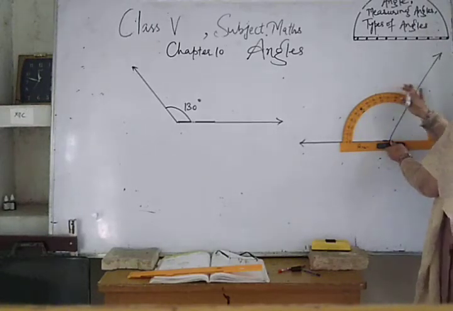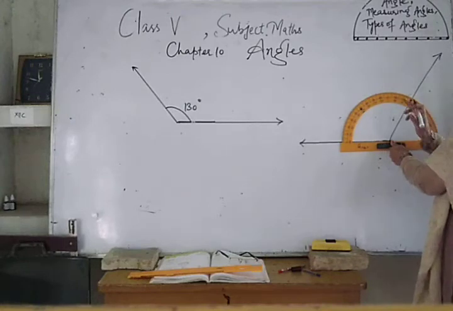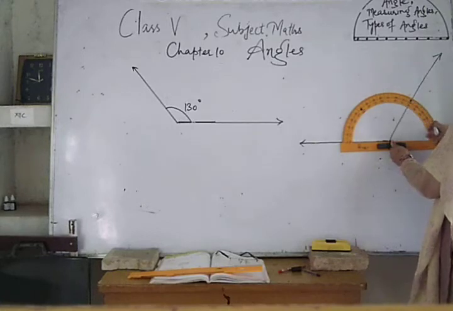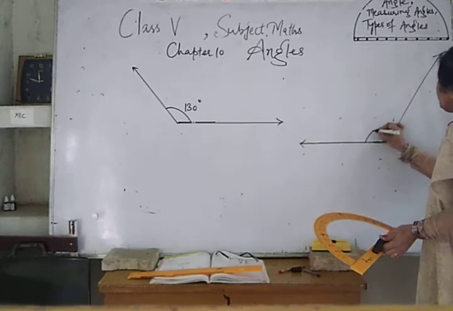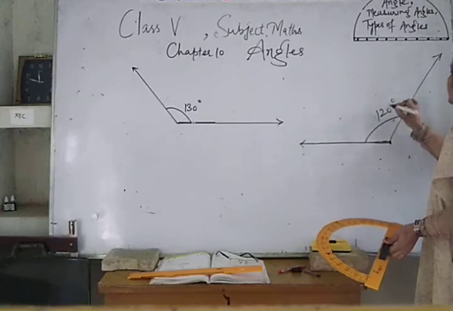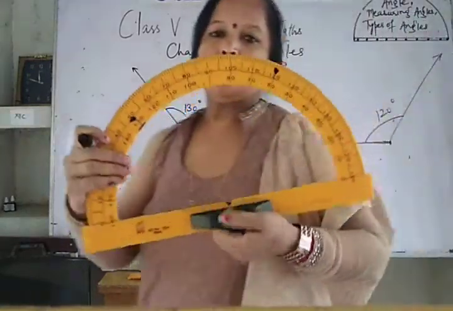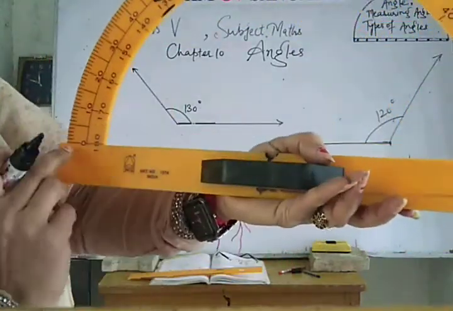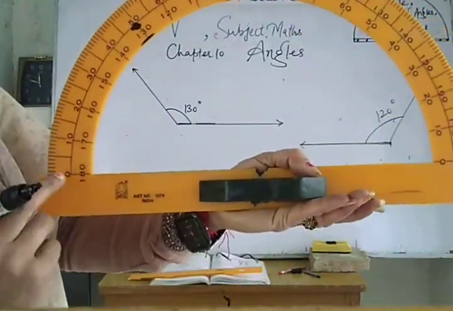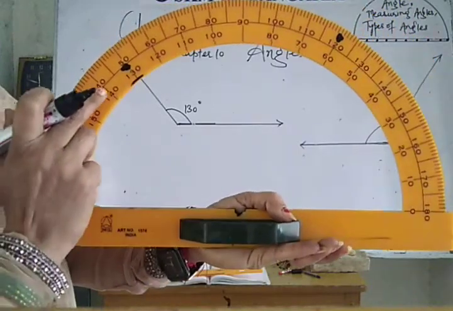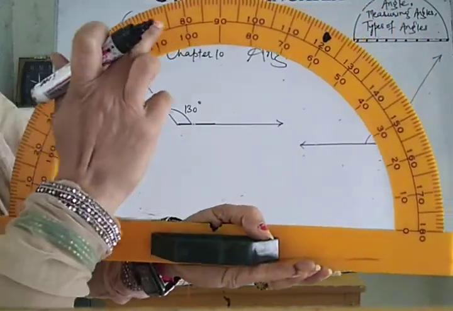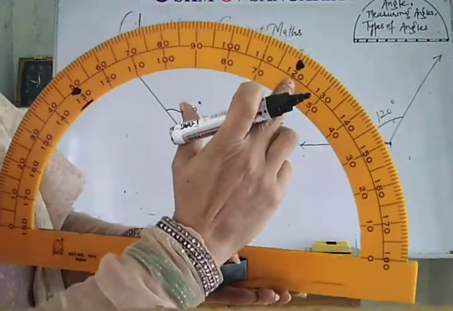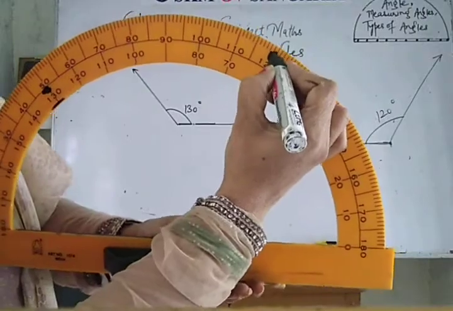When you take this here as vertex, then you look at the inner scale. Now it is 120 degree. The measurement of this angle is 120 degree. It was this scale, the outer scale. The outer scale starts from here: 0, 10, 20, 30, 40, 50, 60, 70, 80, 90, 100, 110. Now it was 120. I have marked here it was 120.